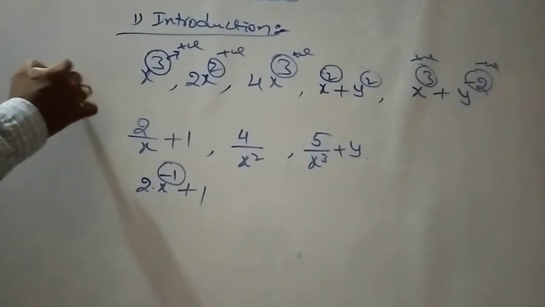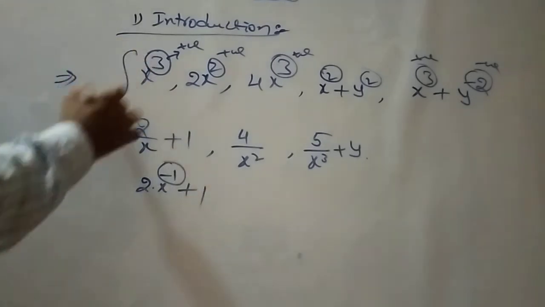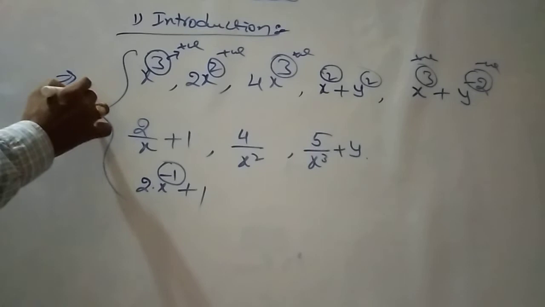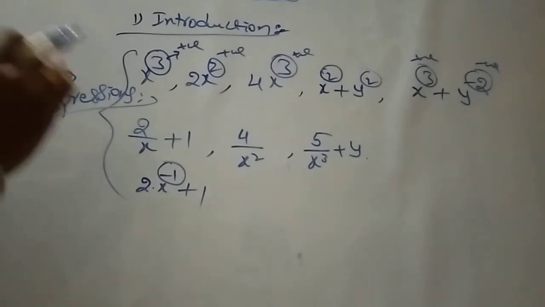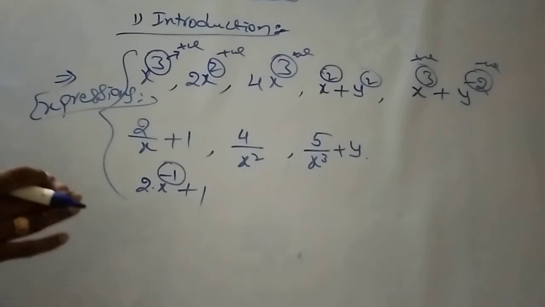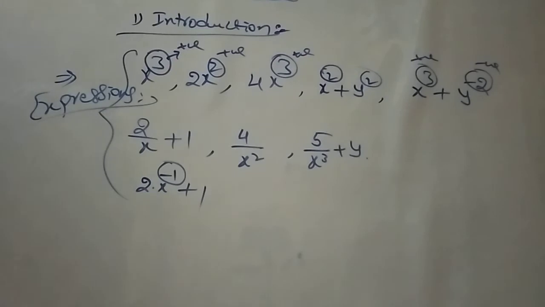Okay, in the given example, some of the expressions have only positive exponents, and some have negative exponents. These are all expressions only. Now, in these expressions, we'll discuss which are polynomials and which are not polynomials. For the expressions having only positive exponents, we'll now decide which are polynomials and which are not.